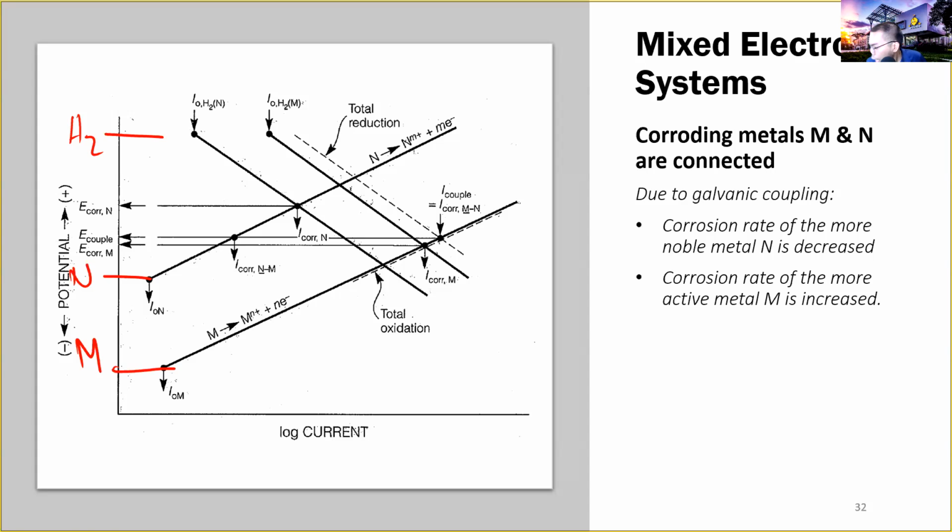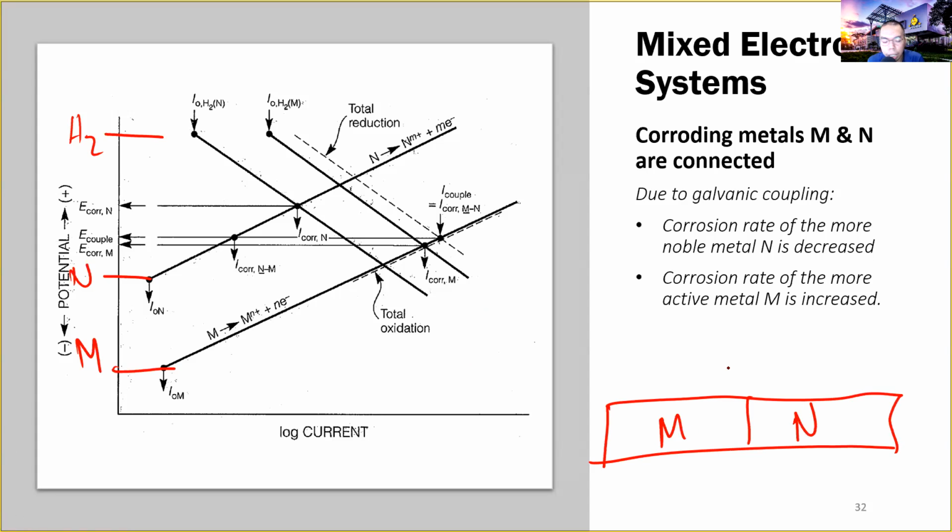So now let's look at this mixed electrode system. M and N are connected to each other. So it would look something like this. M and N are electrically connected. They are in an environment in which they are acidic.